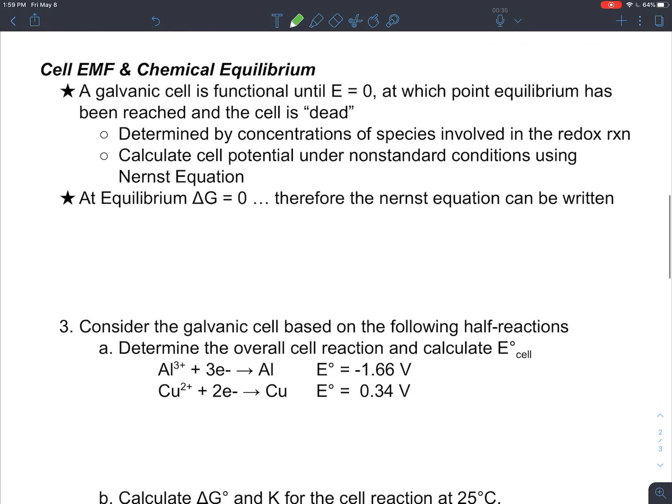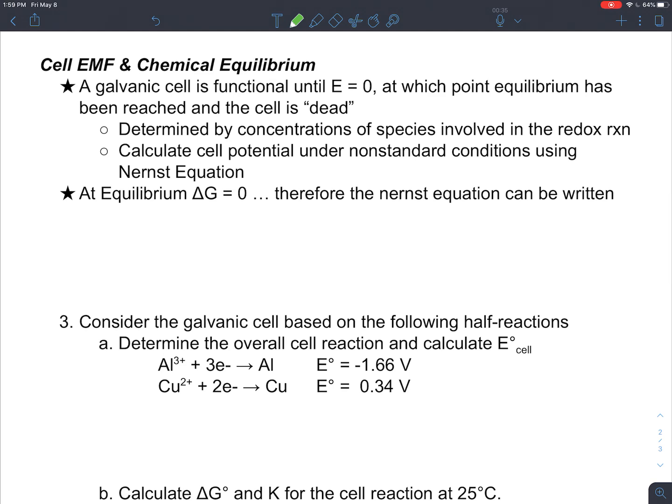Okay, let's take a look at cell potential and chemical equilibrium. So a galvanic cell is functional until E equals 0, at which point equilibrium has been reached and the cell is dead. Okay, so there's no longer a transfer of electrons that is going to happen at that point. It's determined by the concentrations of species involved in the redox reactions, and we calculate that under non-standard conditions using the Nernst equation.